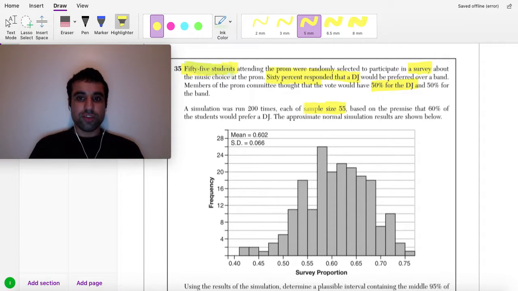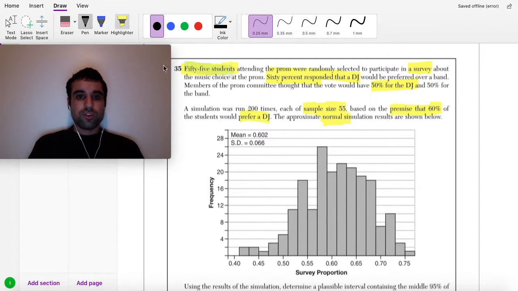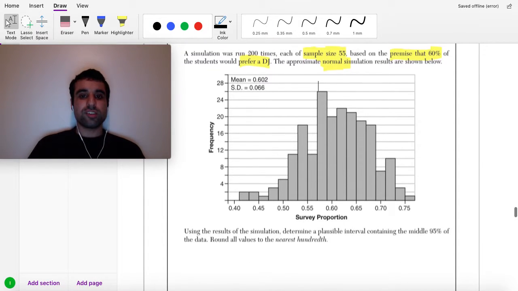So they had 200 different times where they sampled 55 students, based on the premise that 60% of the students would prefer DJ, the same thing that they got in the actual sample. So they said, okay, if 60% of the students would prefer DJ, let's do a simulation with that assumption and see what happens. And they'd see approximate normal results of the simulation, so it's a normal distribution again, shown below. So we have our mean is 0.602, which is 60.2%, which is about 60%. And here's our standard deviation, 0.066.